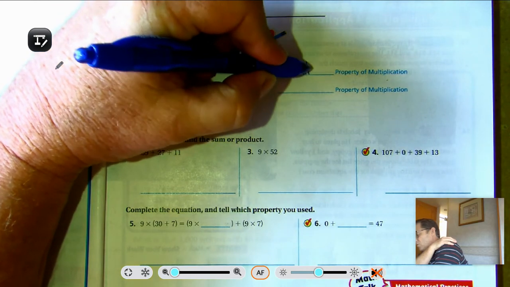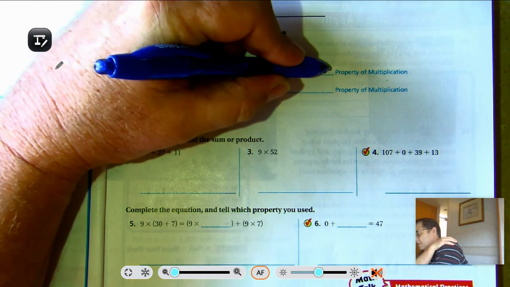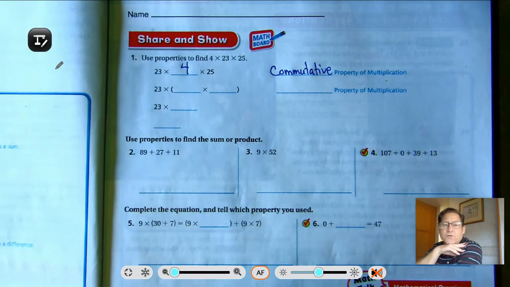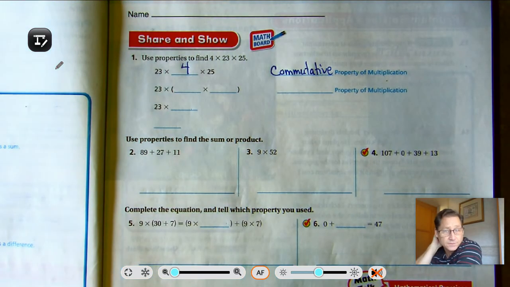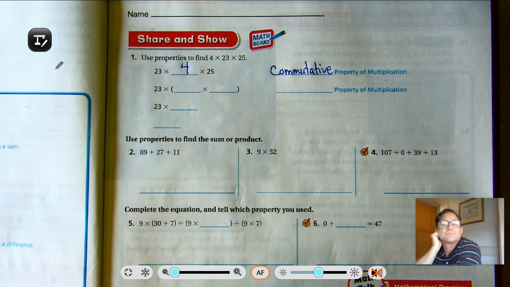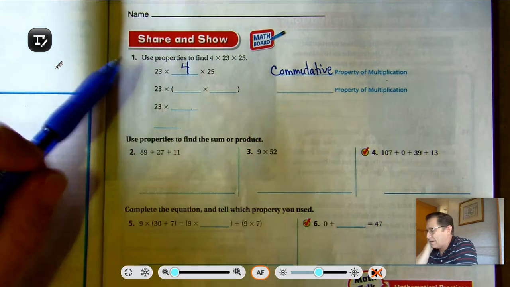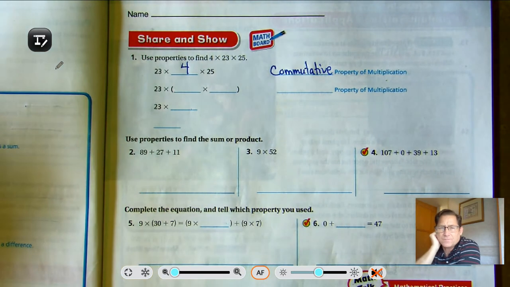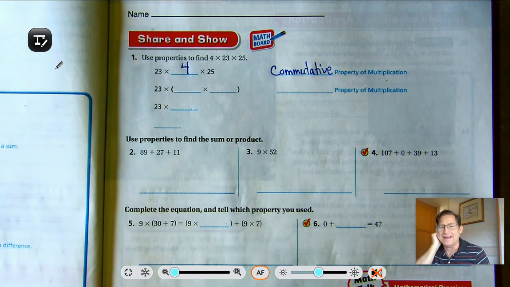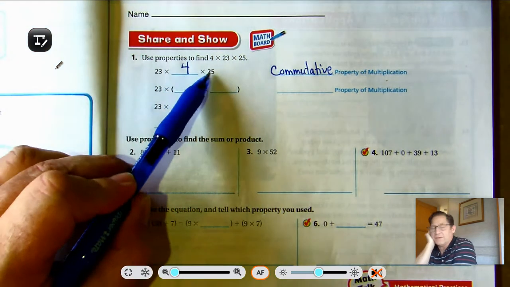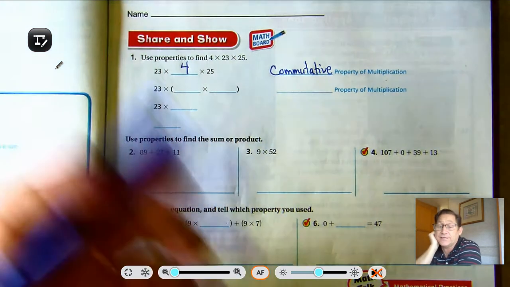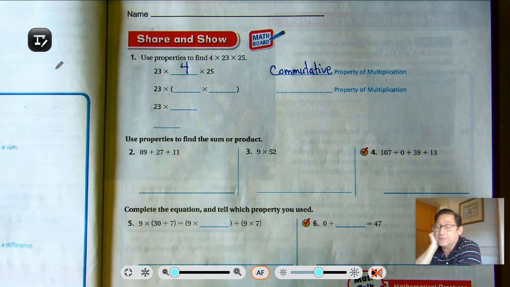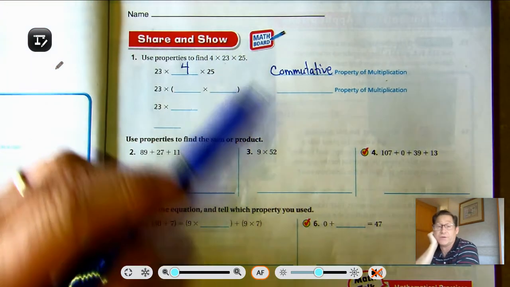Now, can you think of a reason why you'd want to switch the order of the 23 and the 4? Well, I don't think it can be that we want to multiply 23 and 4, because that's the same thing. So why would I change that? But what is 4 times 25? That's pretty easy to do, right? It's definitely a lot easier than 23 times 25.